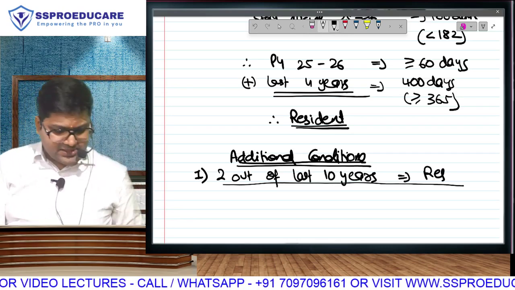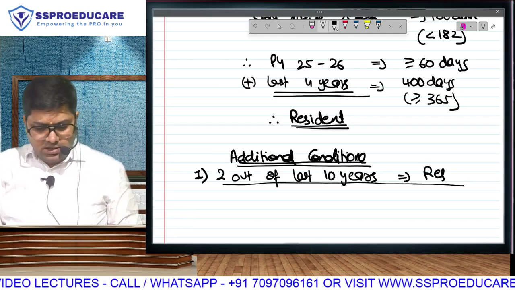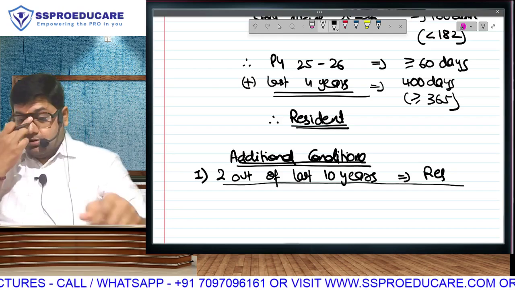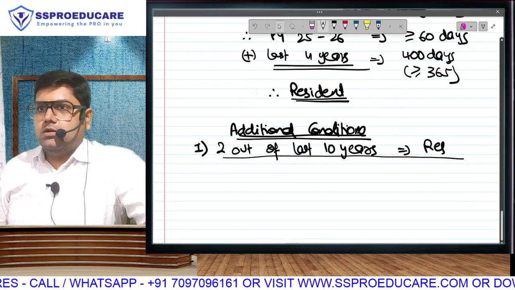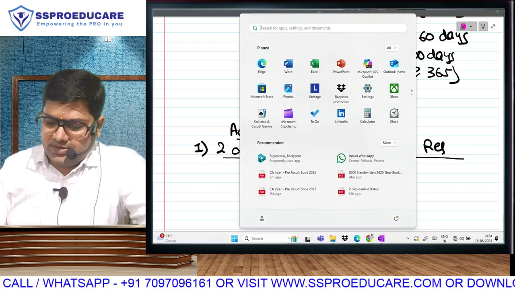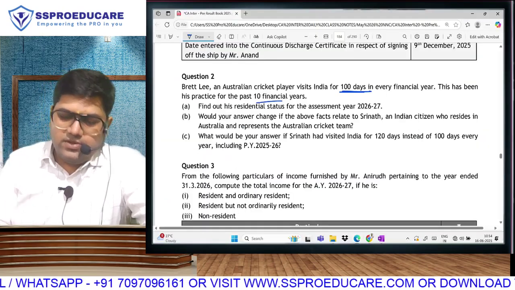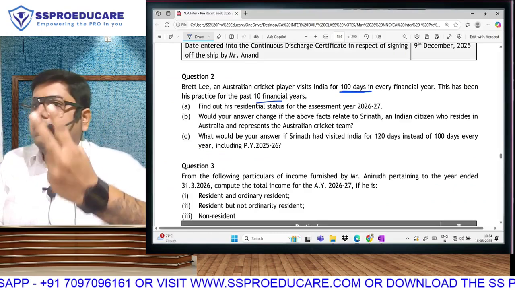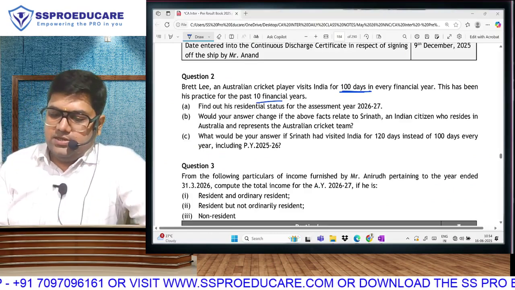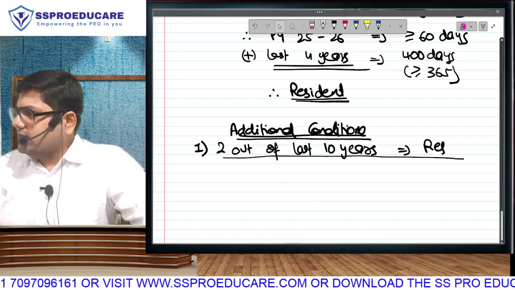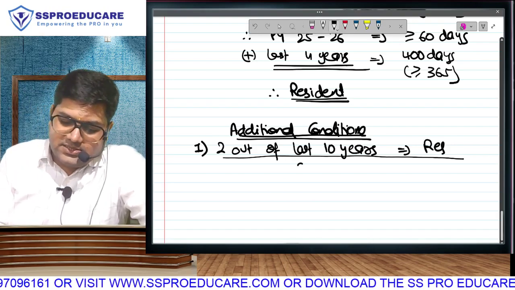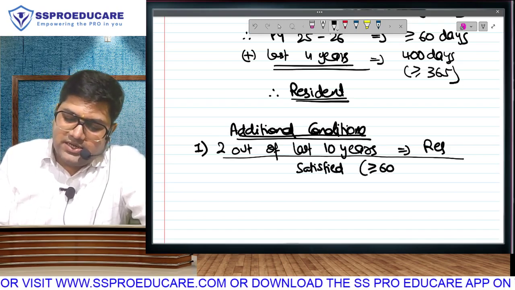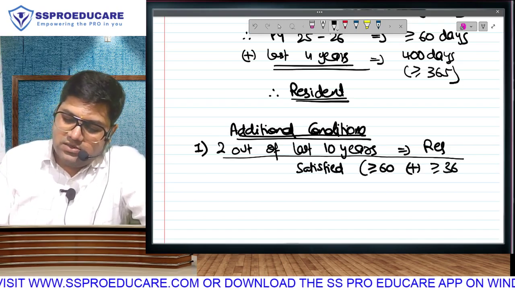Because if he is doing 60-365 now, he has been doing that for the last 6 years, coming to India every year. We need only 2 years out of the last 10. So can I say this condition is satisfied, considering that 60 days and 365 days are fulfilled?